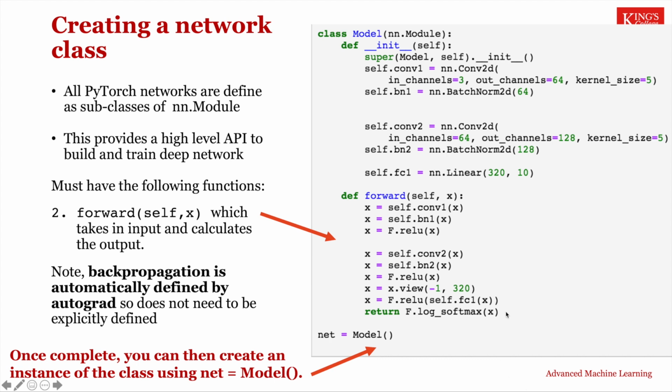Note, you don't need to define backpropagation at all. This is handled automatically by the autograd class through application of the backward function on the loss. We will look at this in a minute. Then, once you've defined your network, you can create an instance of it by just calling it in the following way, using the class name, open and close brackets.